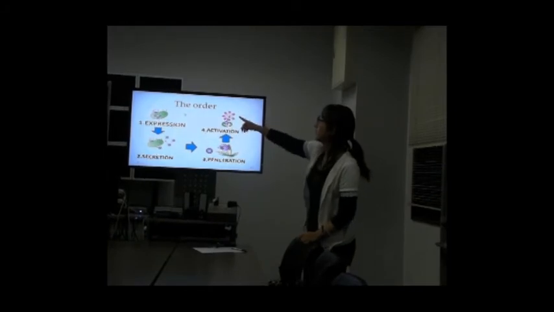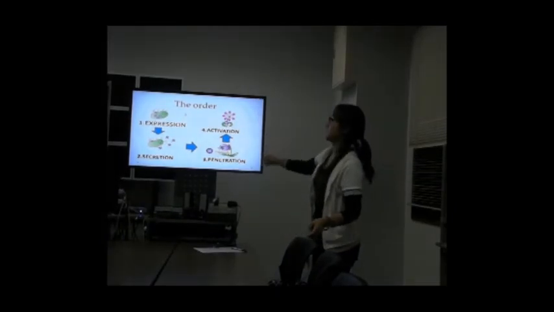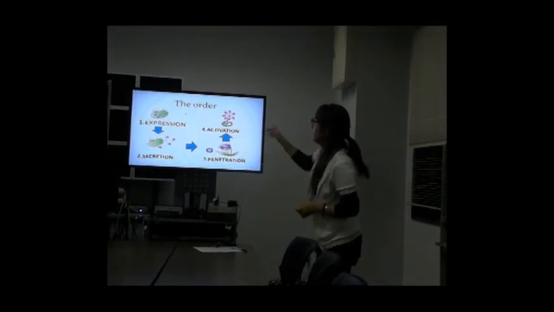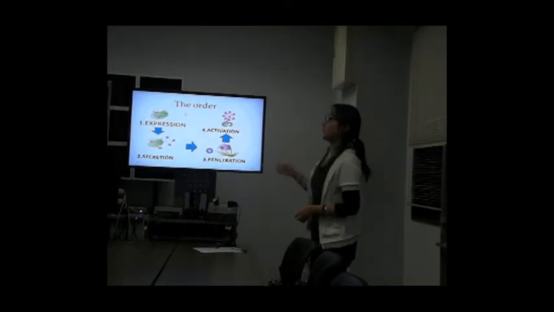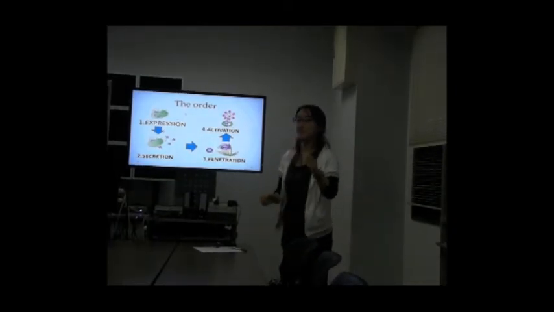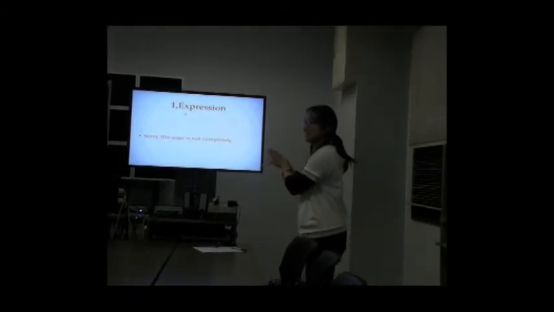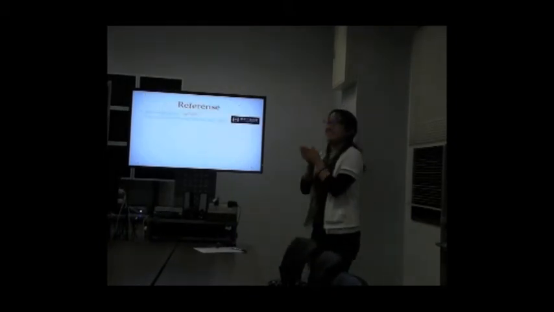About the order: 1. Expression, 2. Secretion, 3. Filtration, 4. Application. So the E. coli have these functions. So they make flowers bloom. From this page, it's finished. Thank you for listening.